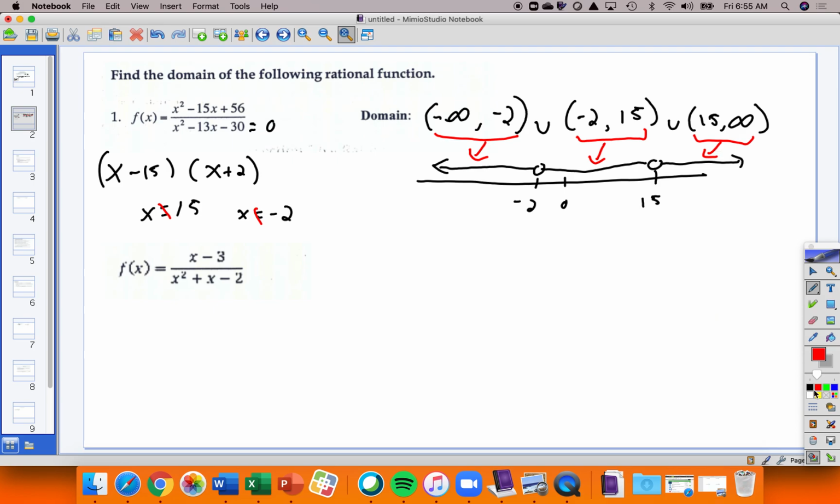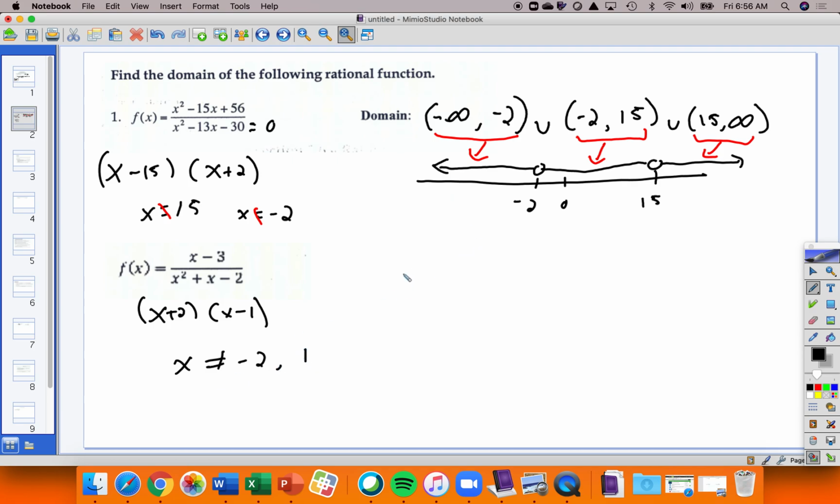Okay, let's do one more. Again, I'm looking at when my denominator is 0 because I have a rational function and I can't divide by 0. So can I factor this? I certainly can. It would be (x + 2)(x - 1). So I get x cannot be negative 2 or 1.